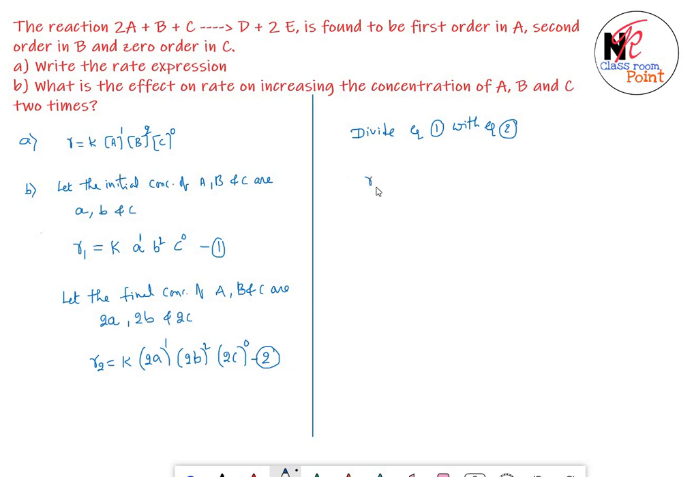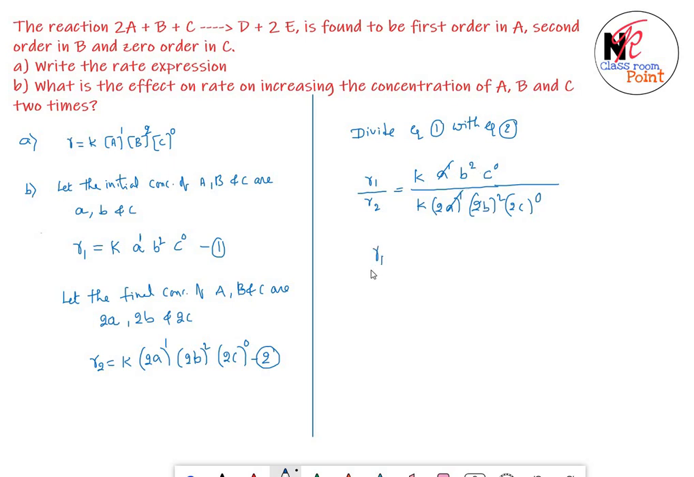Here let us take R1 divided by R2 is equal to K into initial value A power 1, B power 2, C power 0, divided by K into (2A) whole power 1, (2B) whole power 2 and (2C) whole power 0. Something to the power of 0 is equal to 1, so C values cannot be considered here. And A power 1 cancels out here, and 2 remains, and here 2 square becomes 4, and B square gets cancelled.